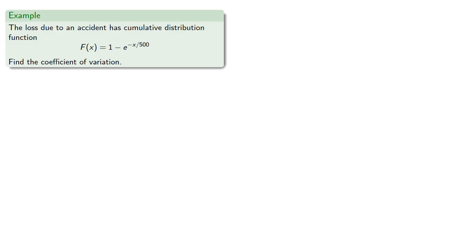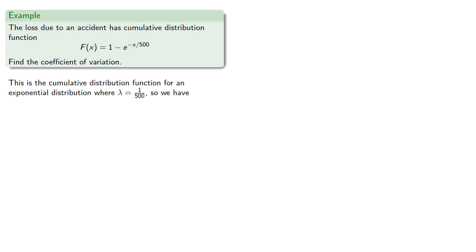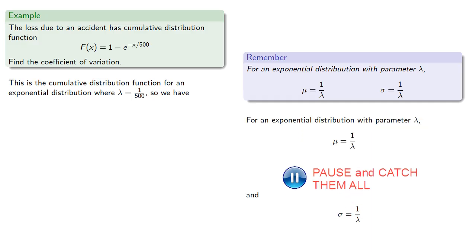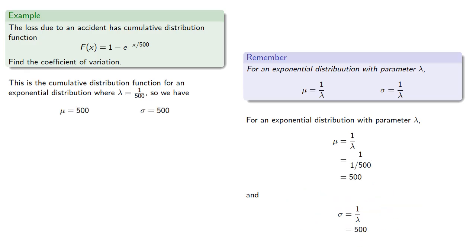We could be given the cumulative distribution function. And note that this is the cumulative distribution function for an exponential distribution with parameter 1/500th. Remember that for an exponential distribution with a parameter, the mean and standard deviation is the reciprocal of that parameter. So that gives us the mean and standard deviation. And so the coefficient of variation is the quotient.